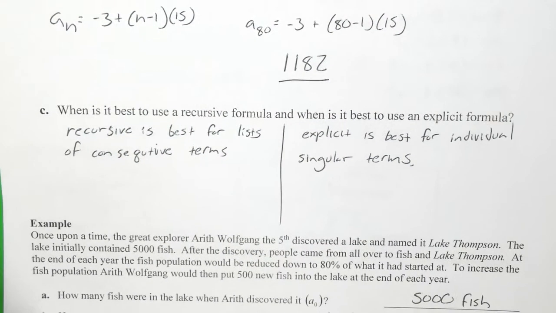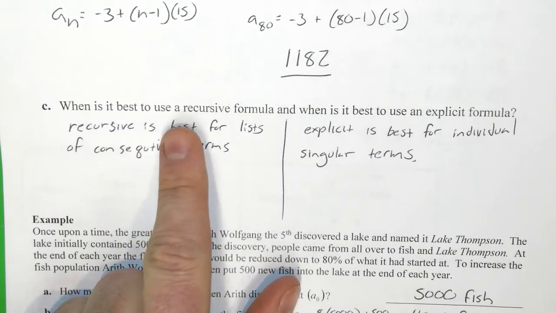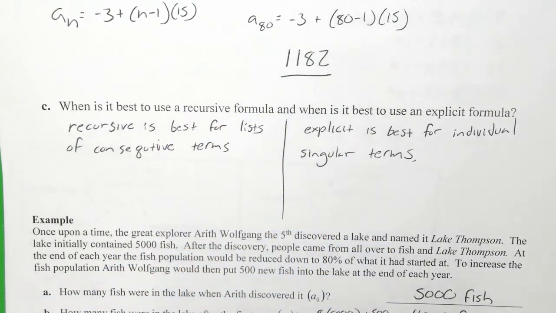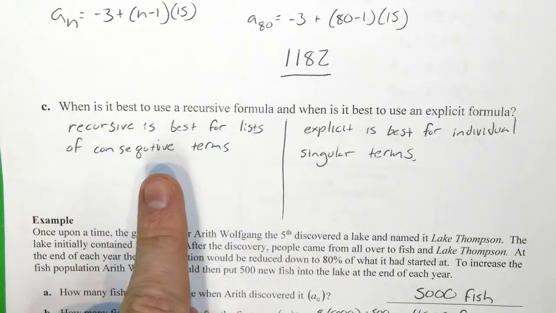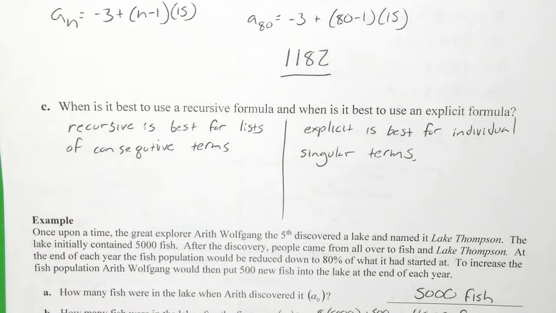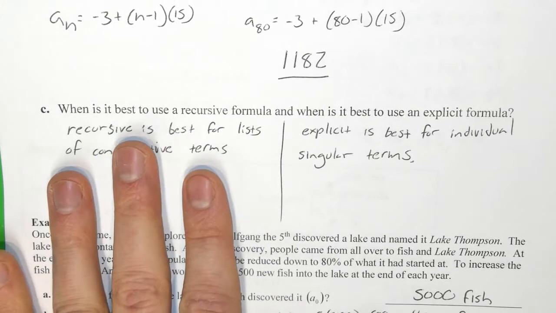Here's my answer for question C. It says, when is it best to use the recursive formula, and when is it best to use the explicit formula? Recursive is best for lists of consecutive terms. So if they ever mention that they want the first 5 terms, or the first 12 terms, or the first 12 rows in the movie theater, or the first 80 people to cross the finish line at the race, that is when a recursive is going to be best.